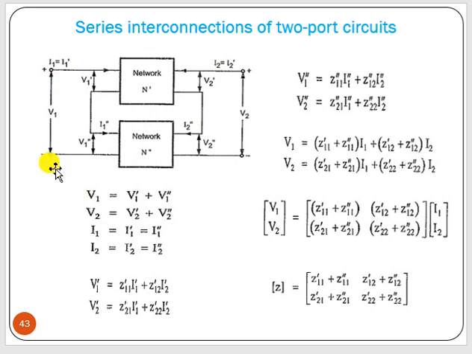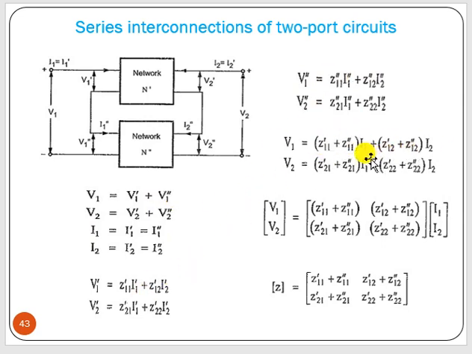Okay, so V1 is nothing but V1 prime plus V1 double prime because this is connected in series, and V2 is nothing but V2 prime plus V2 double prime. And here, as this is series, the current will be the same. So I1 equal to I1 prime equal to I1 double prime, I2 equal to I2 prime equal to I2 double prime. Then we can write this in terms of the V1 prime, V2 prime expression and the V1 double prime, V2 double prime expression. Then we can add.